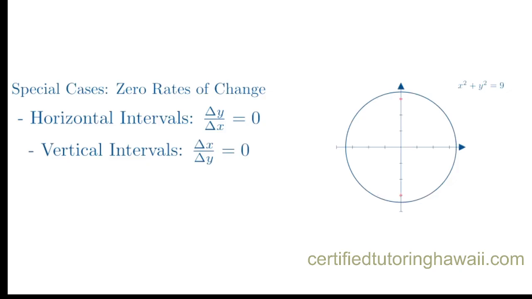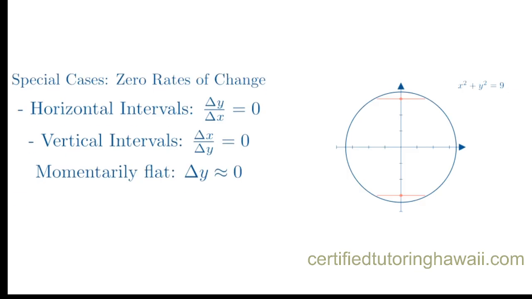On a circle, the slope, or the rate of change of y with respect to x, is not constant, but at the very top and bottom points, the tangent line is perfectly horizontal. The slope is 0. This means for a tiny change in x around these points, the change in y is 0. The circle is momentarily flat. So, a horizontal interval is a place where the rate of change of y with respect to x is 0. On our circle, these are the points where x is 0, which are (0, 3) and (0, -3).